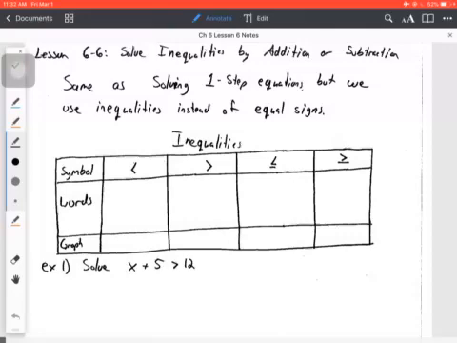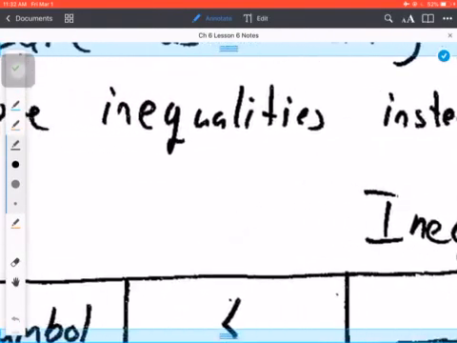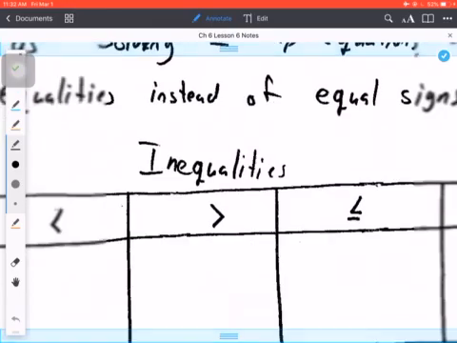Today we're going to be talking about Chapter 6, Lesson 6. This is all about solving inequalities by using addition and subtraction. So one of the first things we're going to talk about is the process, and that's the same exact process as solving one-step equations by using addition or subtraction. The only difference is we're going to have inequality symbols instead of equal signs.